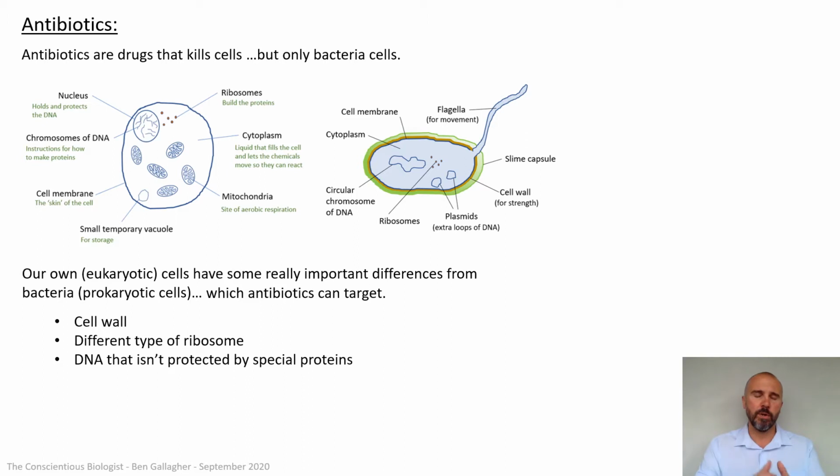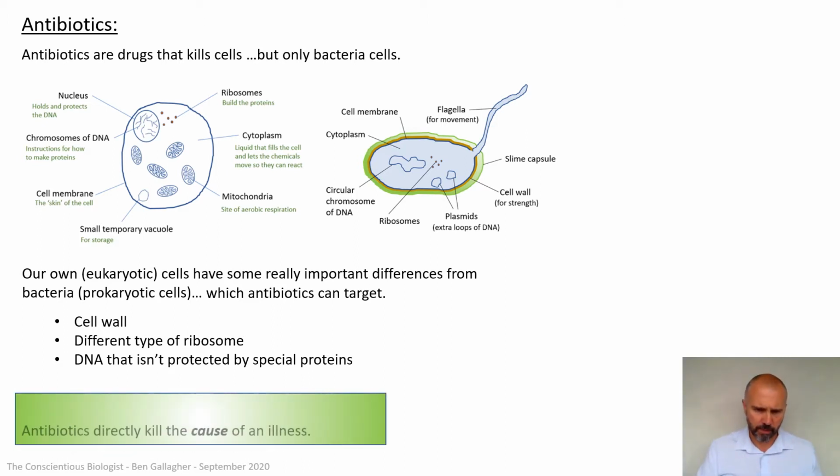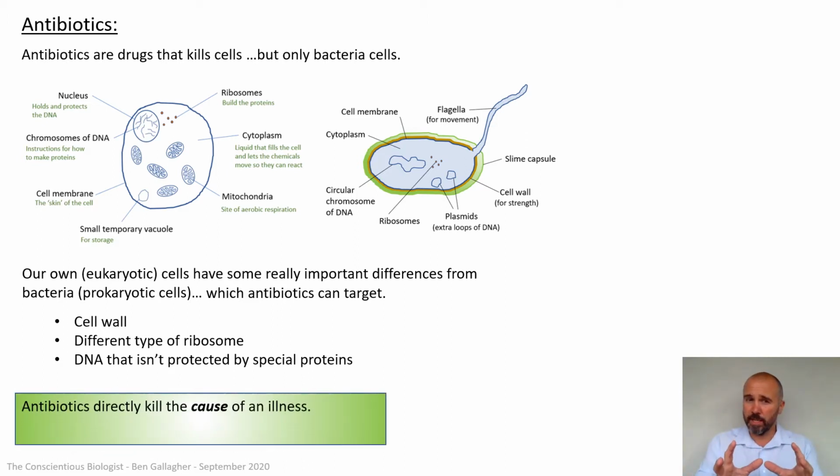Okay, so that's how antibiotics can work. Now, essentially then, antibiotics directly kill the cause of an illness because it's the bacteria in your body multiplying by either, remember, damaging your cells or releasing toxins. If you can directly kill the bacteria, they can't kill your cells and they can't release toxins. So you're effectively hitting the cause of the illness, which means antibiotics are a cure.